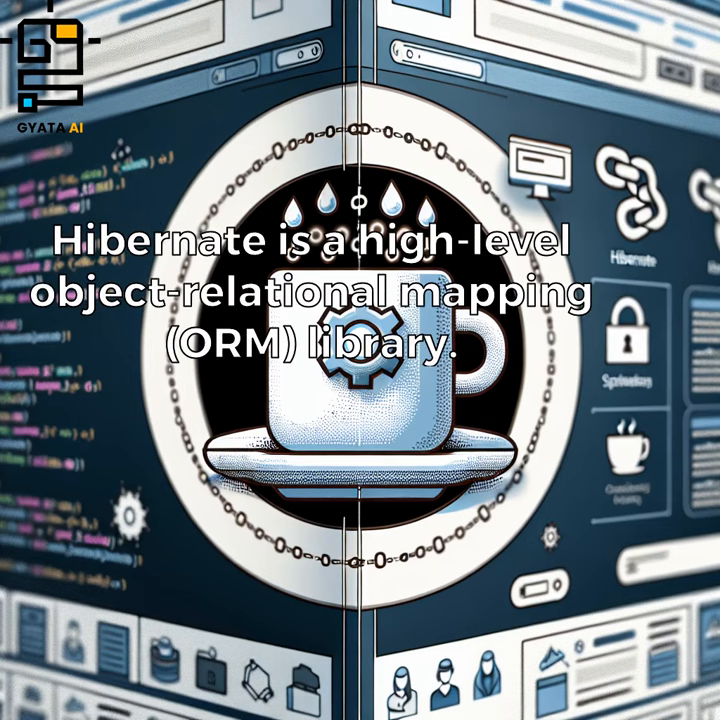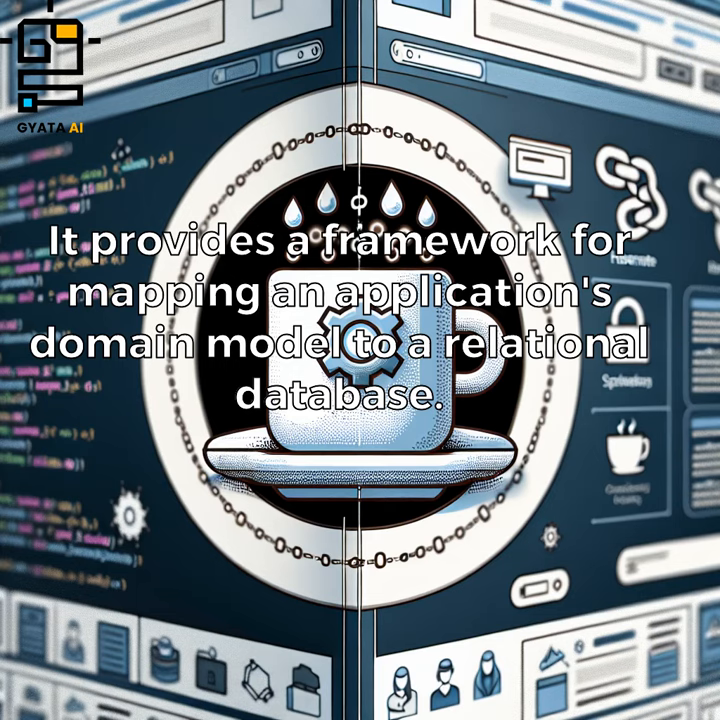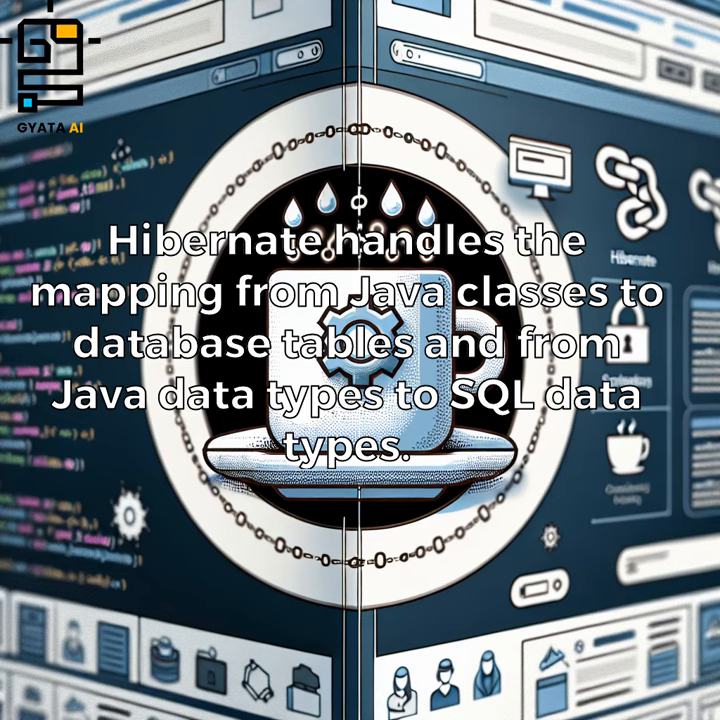Introduction. Hibernate is a high-level object relational mapping (ORM) library. It provides a framework for mapping an application's domain model to a relational database. Hibernate handles the mapping from Java classes to database tables and from Java data types to SQL data types.